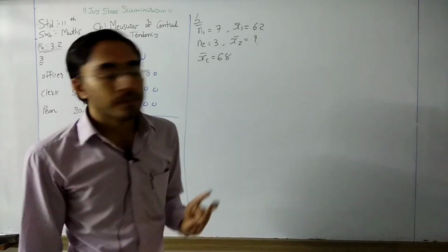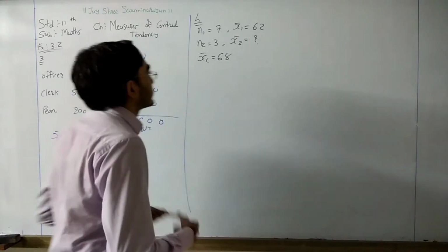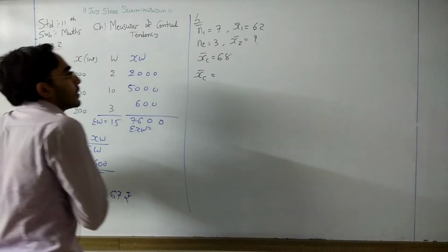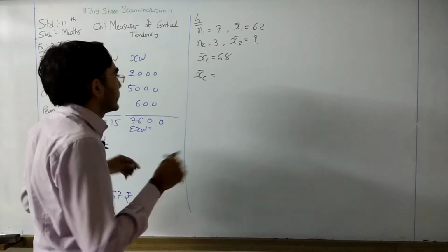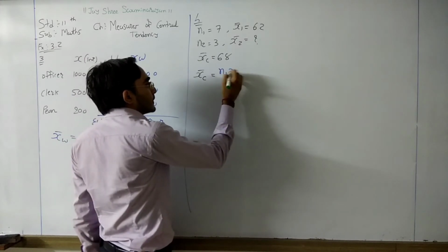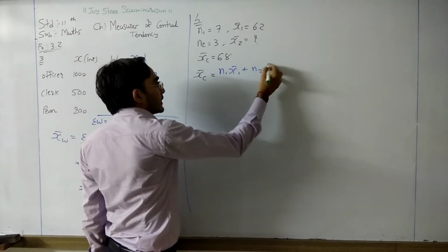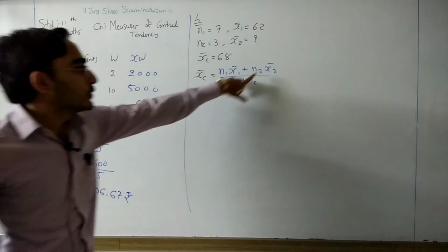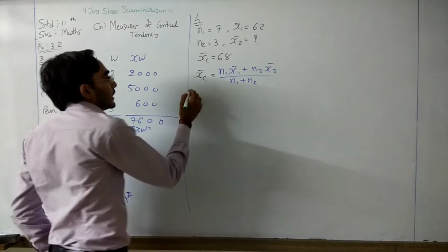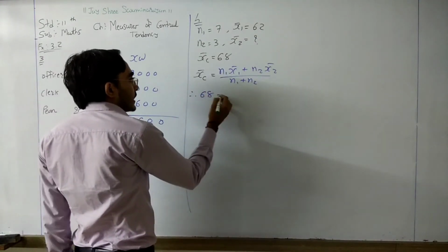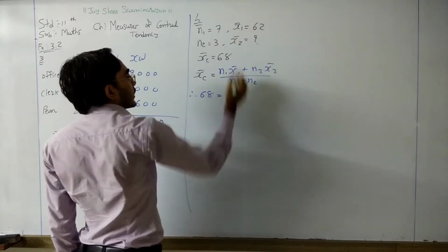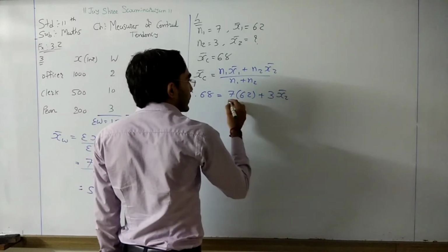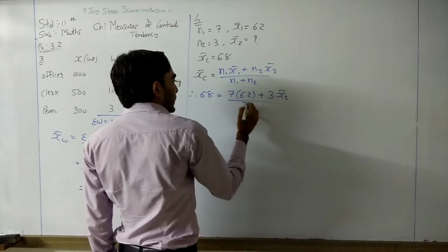So here we need to use the combined mean formula. What is the formula of combined mean? xc bar is equal to N1 x1 bar plus N2 x2 bar, divided by N1 plus N2. Now put in all the values. Here we will get the value of x2 bar. xc bar, that means the combined mean, is 68. N1 is 7, x1 bar is 62, N2 is 3, x2 bar we need to find, and N1 plus N2 is 7 plus 3.